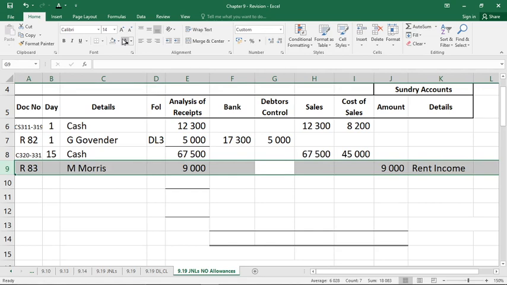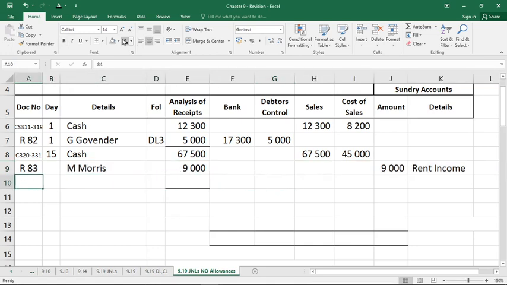Also, J. Jones settled his account to date by providing a check. Notice that there's no amount mentioned in this transaction, so we've got to do a bit of work here. For now, we can say receipt number 84 and J. Jones, but this amount that he's paying us, we need to do some work. We need to find out how much did he owe us on the 15th, right? Or by the 15th.